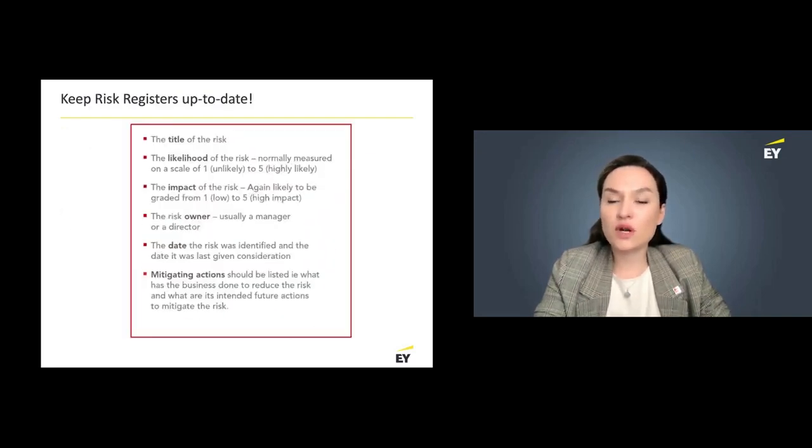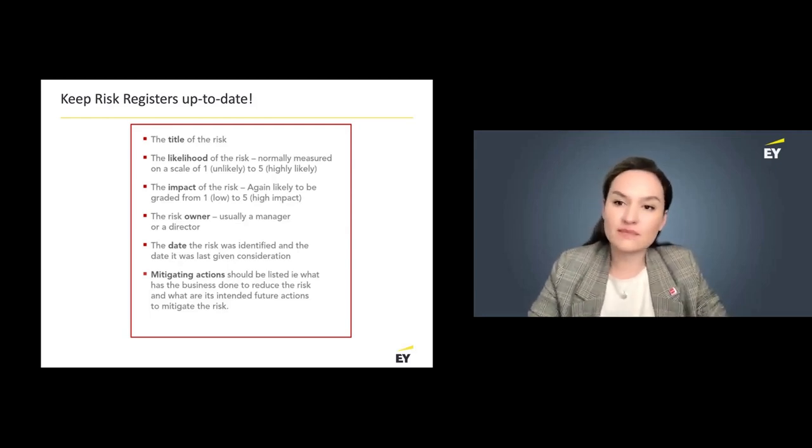So what does the risk register look like? Well, a risk register is a document that provides us with the list of risks relevant to the company. It begins with the title of the risk. Then the next two columns relate to the assessment of the risk in terms of its likelihood of occurrence and the potential impact the risk has. Then the risk owner. Who is the risk owner? It is a manager or a director of the business unit to which this particular risk relates. Then the date when the risk was last assessed, and the mitigating actions, if any, that were recommended for the risk management.